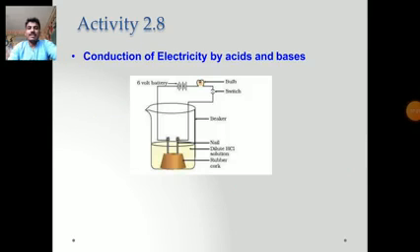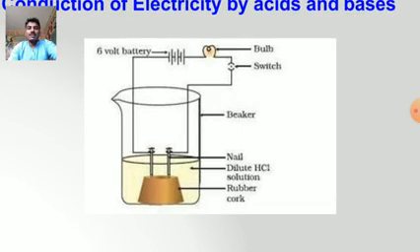Activity 2.8, the conduction of electricity by acids and bases. We will take one beaker and a rubber cork. We will fix two nails. The first one is connected to a 6 volt battery and the second one is connected to a switch through the bulb, and we will add dilute HCl solution. We will see that electricity passes through acids and bases.